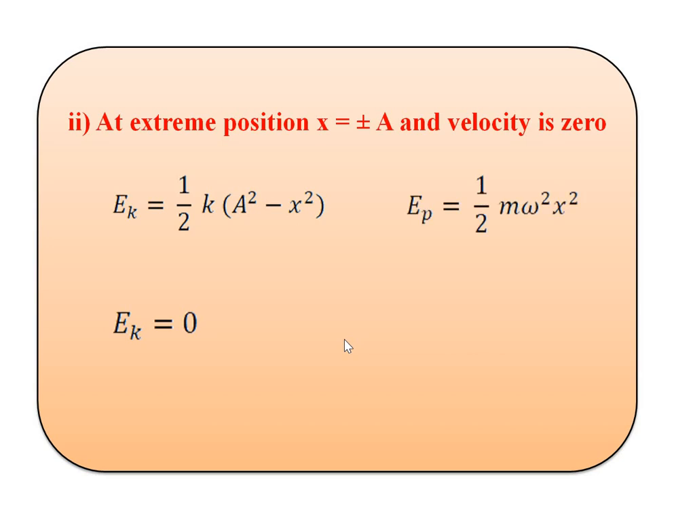Similarly, the potential energy has the formula 1/2 m omega square into x square. Putting the values of x in this equation, we get the potential energy. At the extreme position, the particle has minimum kinetic energy, that becomes 0, and only potential energy, which is maximum. So remember, at the mean position the energy of the particle is entirely kinetic. At the extreme position the energy of the particle is entirely potential.